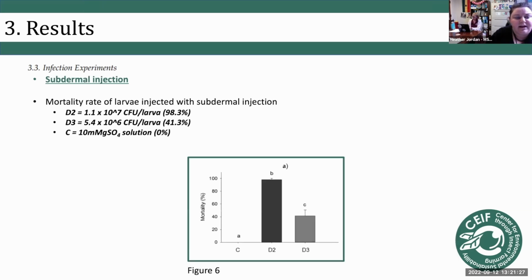For the results of the infection experiment for the subdermal injection, the mortality rate is written here, but also in the graph. We had a high dose, low dose, and then a negative control. For the high dose, the mortality percentage was 98.3%, but significantly lower with the low dose at 41.3%, and the negative control had 0%.